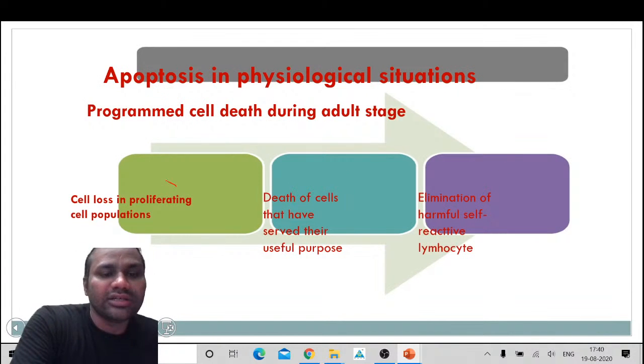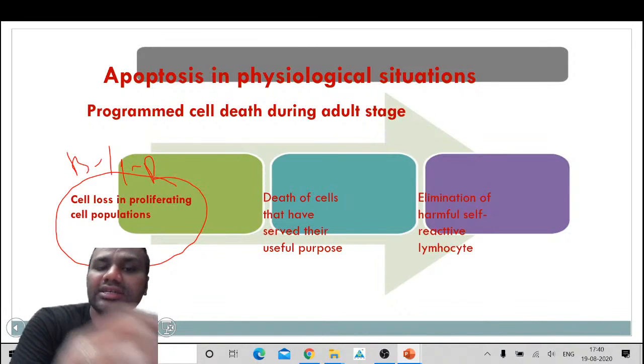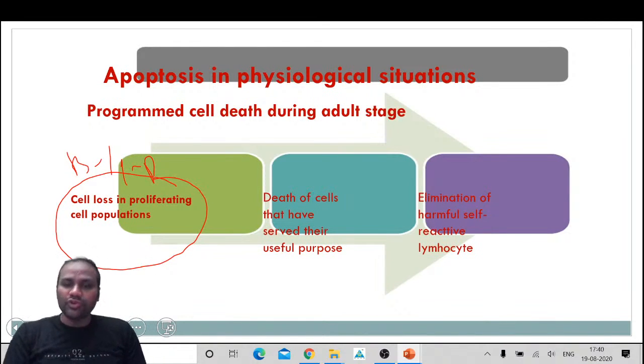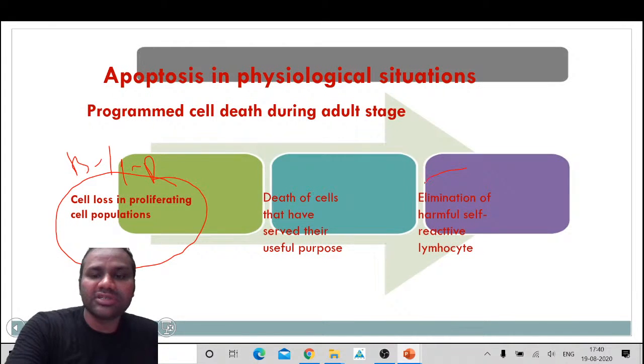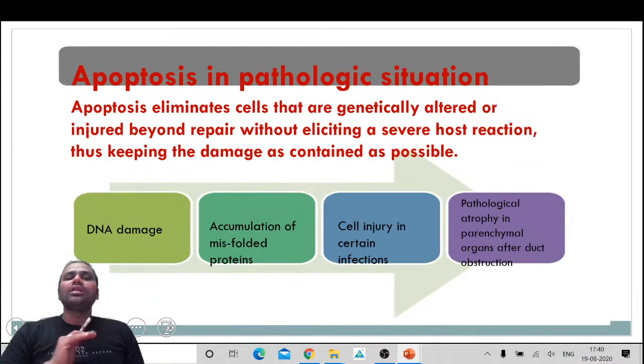Similarly, in proliferative cell populations like B lymphocytes, reactive lymphocytes will be removed, the elimination of harmful self-reactive lymphocytes. So this will all occur in physiological situations. These are some examples of physiological apoptosis.